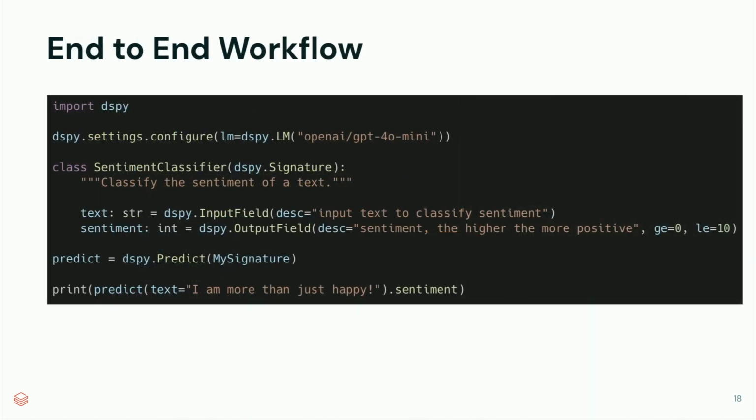Let's put them together to form an end-to-end workflow. The first step we need to do is pick a LM behind the scene. Then let's say we build a sentiment analysis app, so we define a signature that takes in text and outputs a sentiment. We feed the signature into DSPy.predict, which just does LM calls. Then call the predict with the input field. You see, we do text equals something, then read the response with the sentiment output field. That's all you need for the end-to-end workflow.